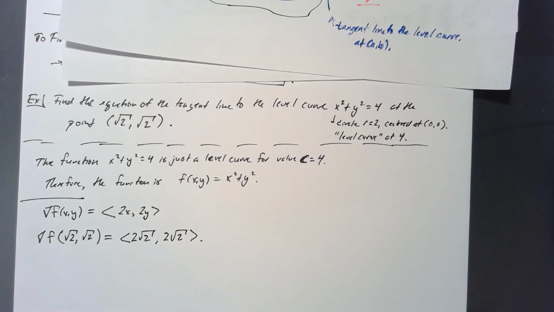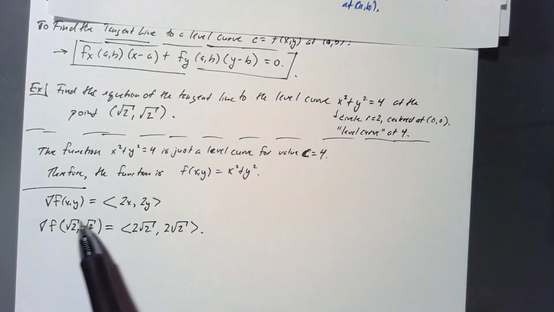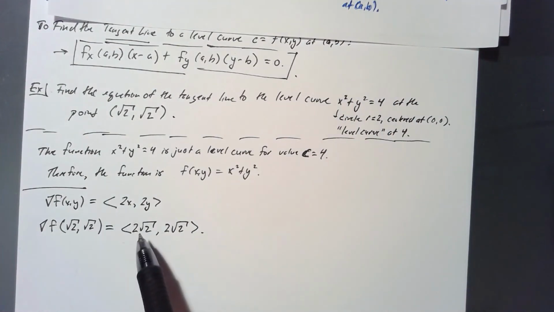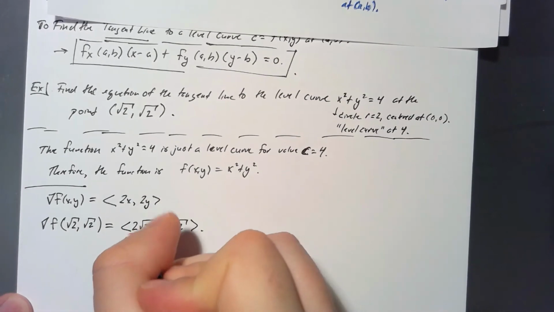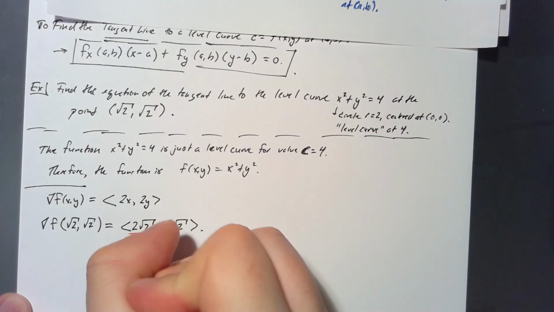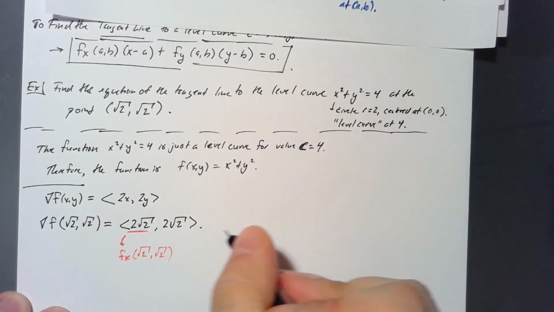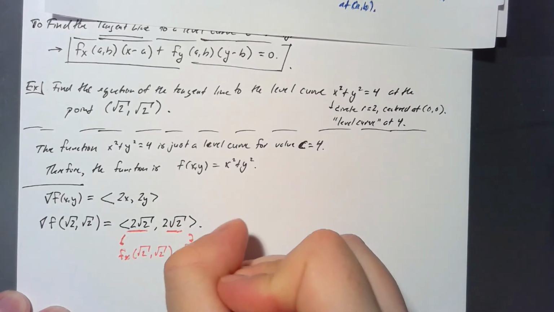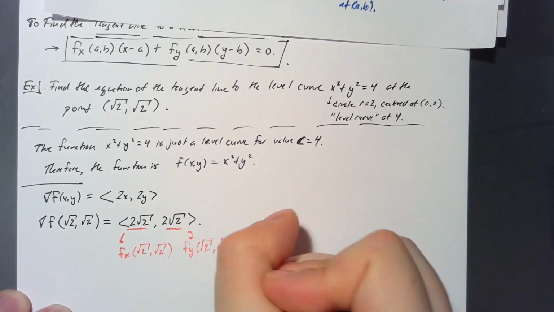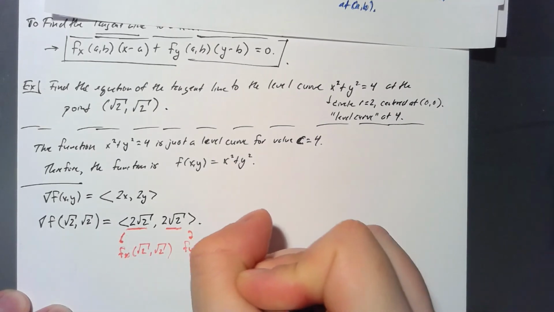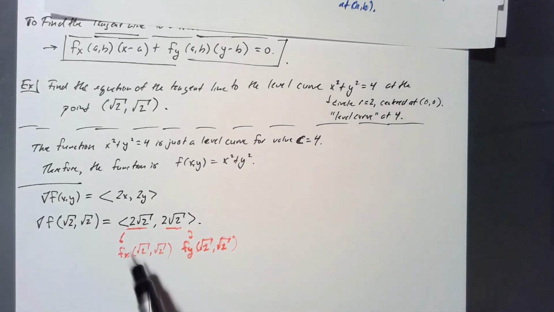So now this right here, right? So this right here is the partial of f. That's what this value represents. It's the partial of f at the point root 2, root 2. And this right here is the partial of y at the point 2 root 2, 2 root 2. All right? These markers are getting really light. So those are the values right here.